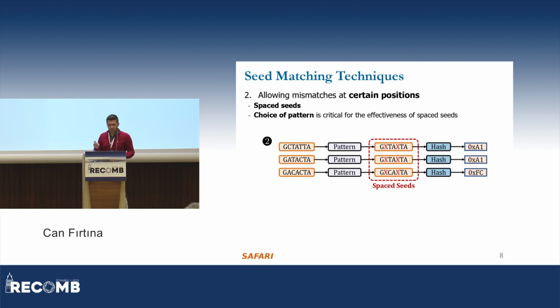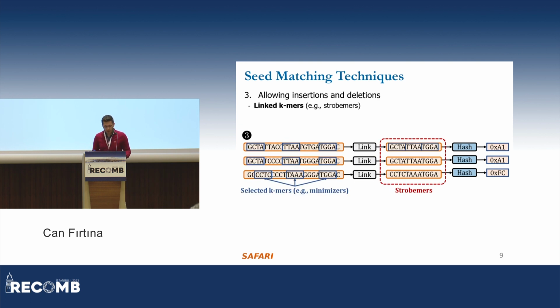And then, similarly, they are hashed and stored in the hash table. But what we do is that when we find a hash match, or a seed match, we find a match on spaced seeds, although the original sequences may not be matching exactly at certain positions. So the choice of pattern for spaced seeds is, of course, critical for the effectiveness of spaced seeds.